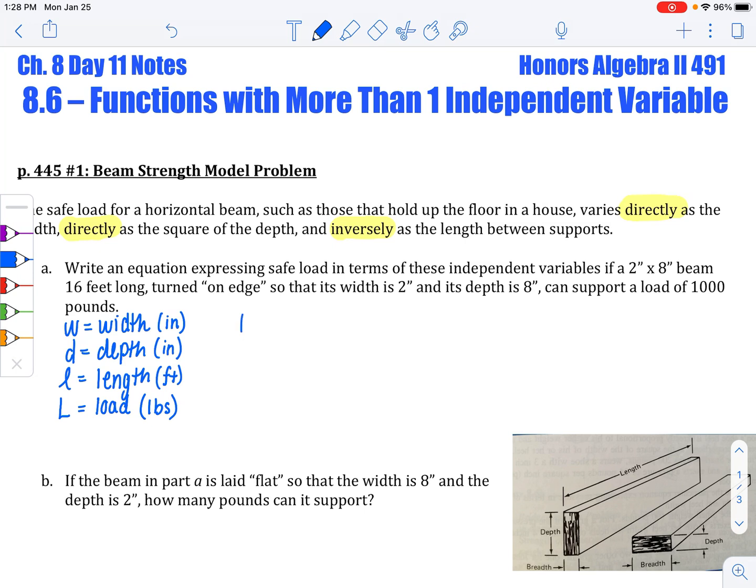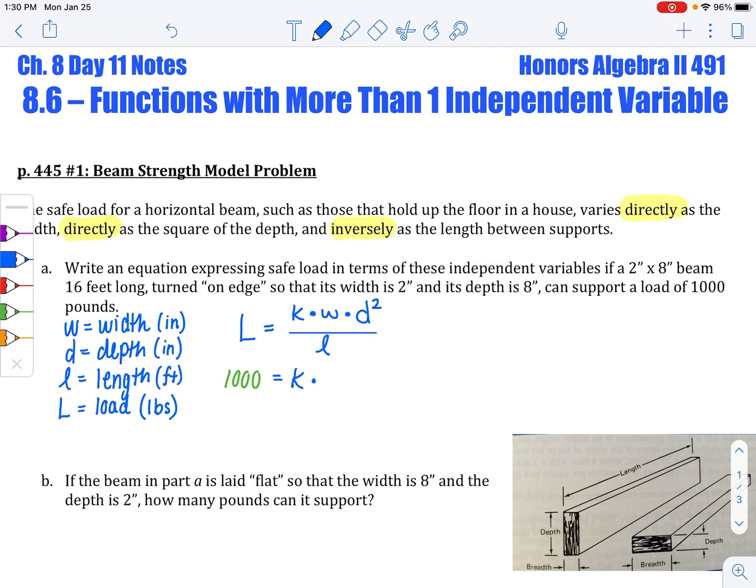Reading the problem again, it says our safe load varies directly with the width. So K times the width, our constant multiplied by our width, directly as the square of the depth, so that's another multiply, and then inverse, which means division, by the length. One big equation with all three of those variables. Using the information it gives us, let's solve for the particular equation. It tells us you can support a load of 1,000. It's going to go right here. Our goal is to solve for K.